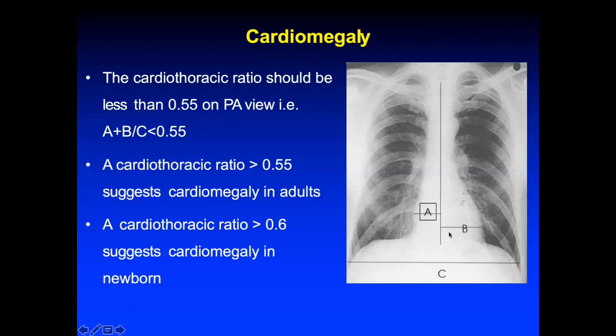So this would be A plus B divided by C. That will give you the cardiothoracic ratio. So A plus B upon C is how you should measure the cardiothoracic ratio, and that is what is being examined in exams also.